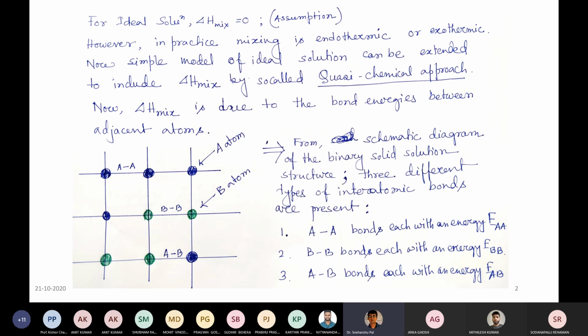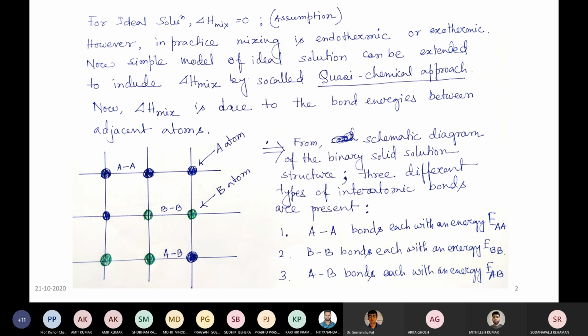it is necessary that the volumes of pure A and B are equal and do not change during the mixing. Then only can you get that the interatomic distance and bond energies are independent of the composition. So in order to get a scenario where del H mix is only due to bond energies between adjacent atoms, you have to find such a condition so that the assumption will be valid.